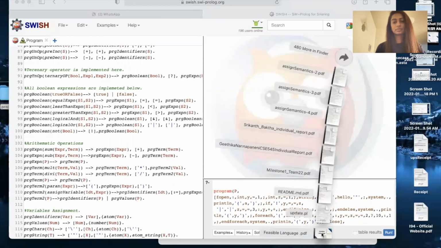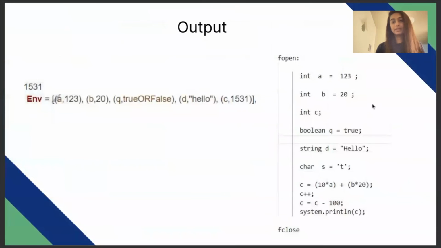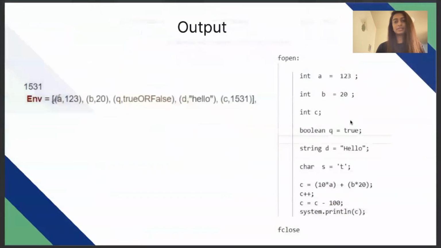Hello everyone, this is Kritika from Team 22. Now I take you through the parse tree generation phase of our project. Let me share my screen. This is the sample parse tree generated for this sample input source code. We have program block as a main node, and the program variables and assign variables. This is the variable declaration part, and this is the operations performed on the variables.